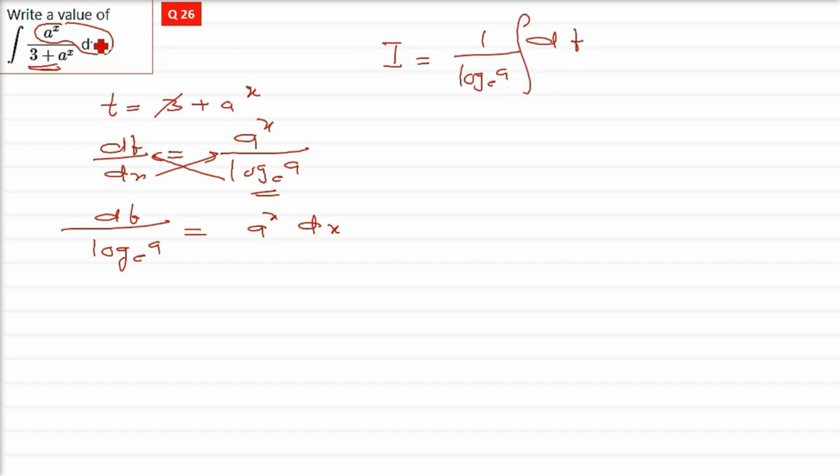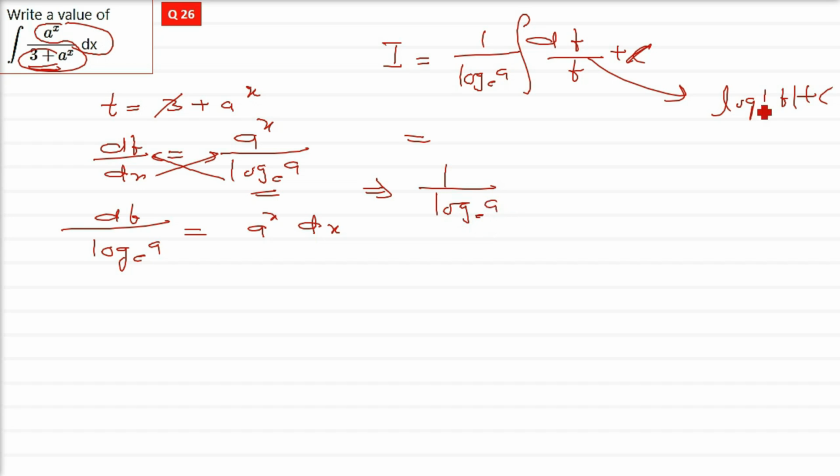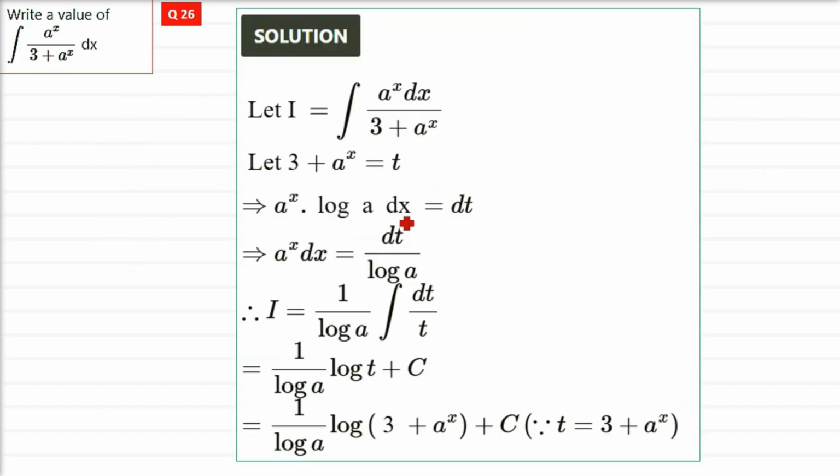So let me write 1 by log a outside, dt is there, and then we have this as log modulus of t. This constant of integration hasn't come yet. We will write log modulus of t plus c. The final will be 1 by log a, and this will be log modulus of 3 plus a raised x, as was taken, plus constant of integration. This is your final result. So this is how you can do it. Alright. Just take t equals 3 plus a raised x.